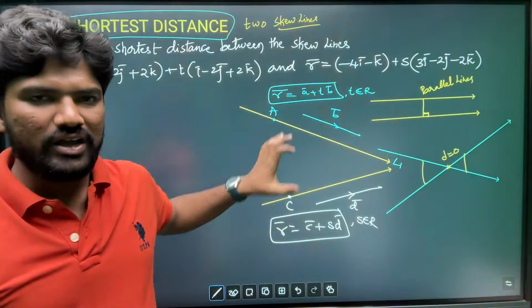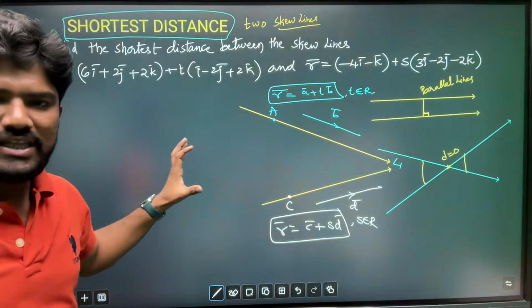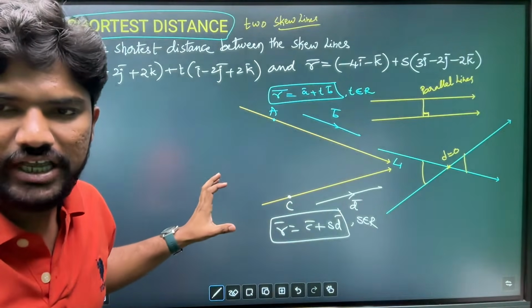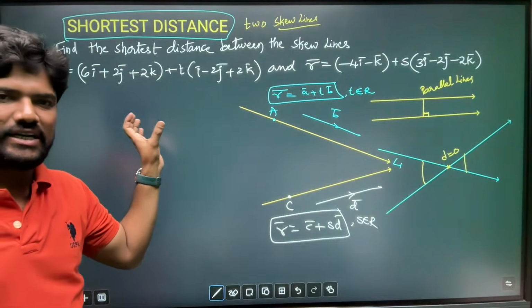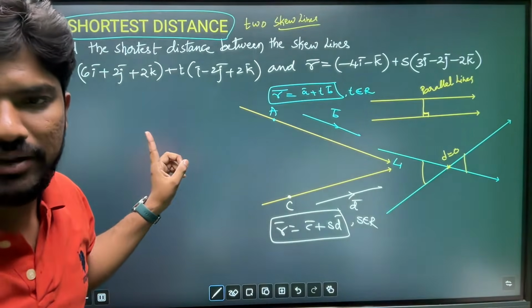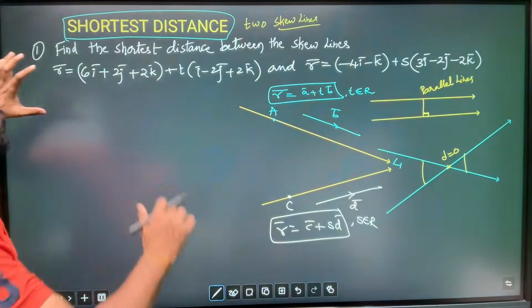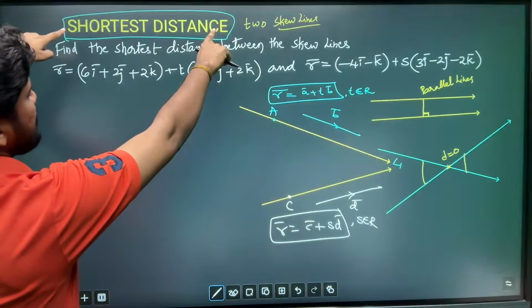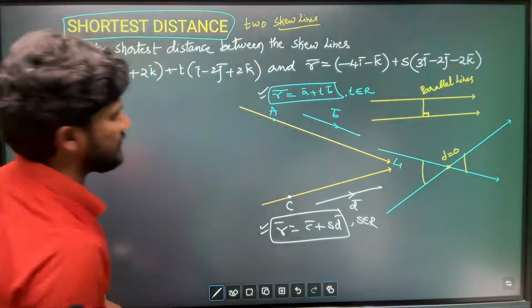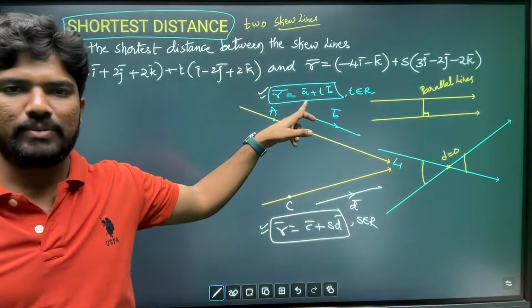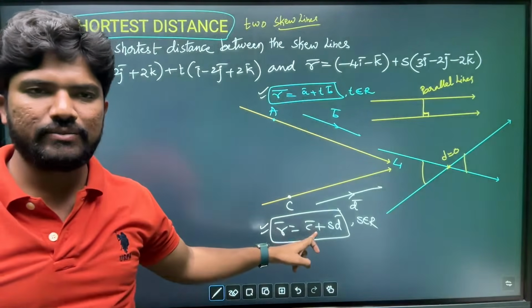Okay, so now every problem in this chapter, every problem based on shortest distance, we have to compare. Every problem in this concept we have to compare with these two formulas only. Please remember carefully, r bar is equal to a bar plus t b bar and r bar is equal to c bar plus s d bar. Why?